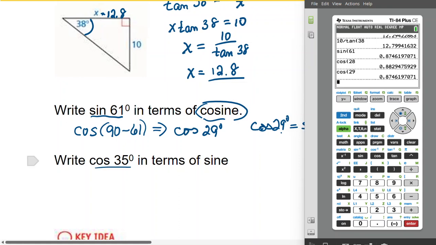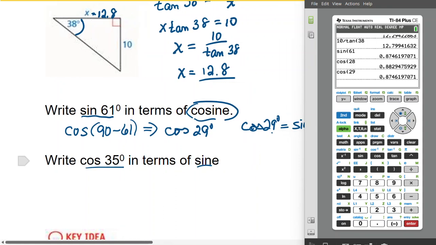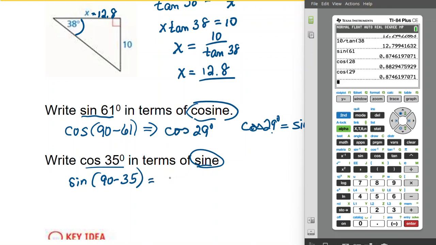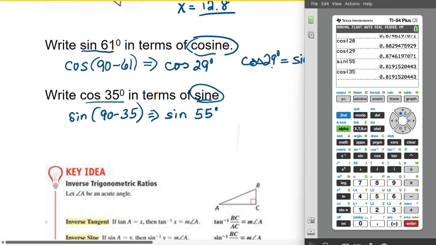So here we have the cosine of 35, and we want it in sine. So I'm going to put my sine, and I'm going to put 90 minus the cosine angle, and do the math. And I'm going to get, it looks like 55. Now we're going to check to see if they are correct. So I'm going to do sine of 55, in case I made another error, you never know, cosine of 35. And they are identical. All right.